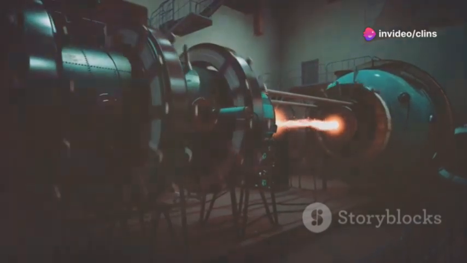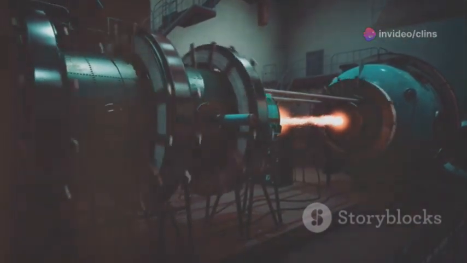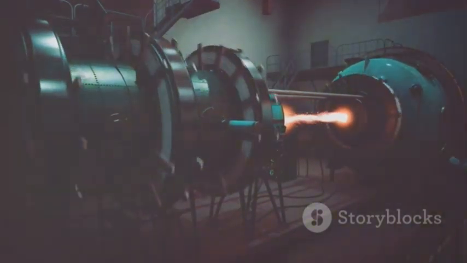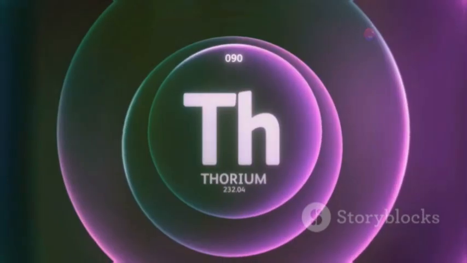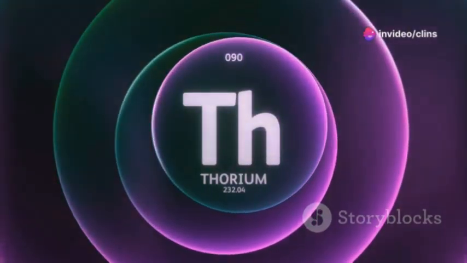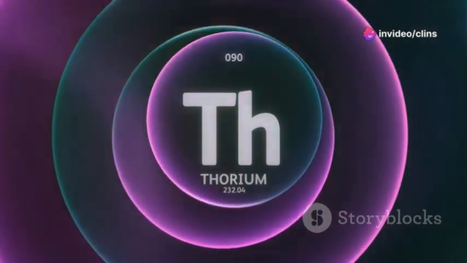plutonium-239. This one is a man-made isotope produced in breeder reactors from uranium-238. And finally, there's thorium-232. It's another naturally occurring element that can be used in reactors, particularly in a thorium fuel cycle.